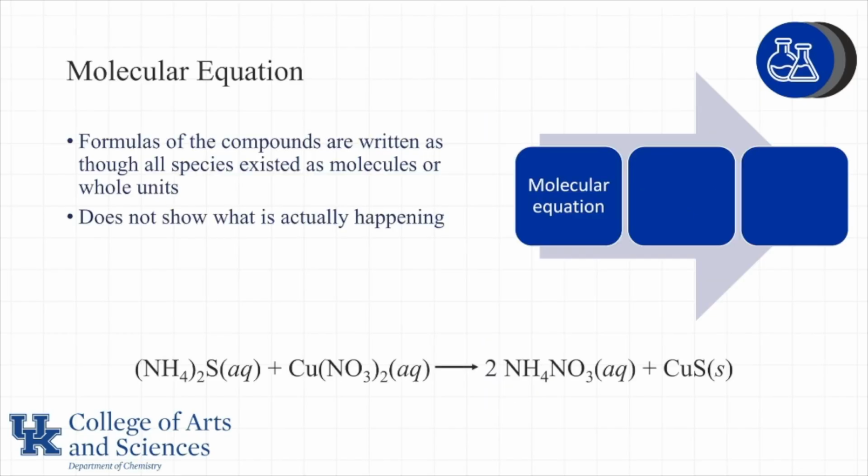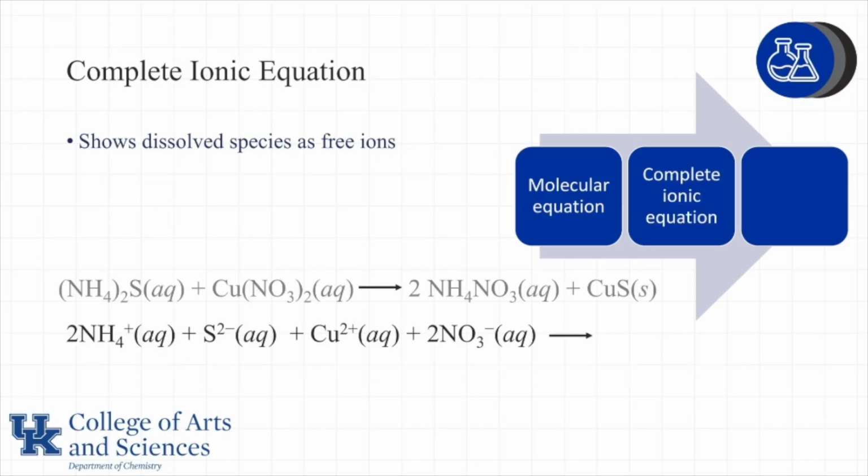In the molecular equation, which we see an example of at the bottom, the formulas of the compounds are written as though all species existed as molecules or whole units. It doesn't actually show us the change that is happening, and chemistry is all about exploring the changes that substances undergo. From the molecular equation, we can write a complete ionic equation. And when we do this, we show any dissolved species as free ions.